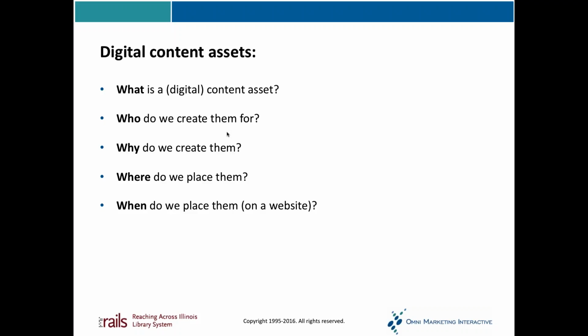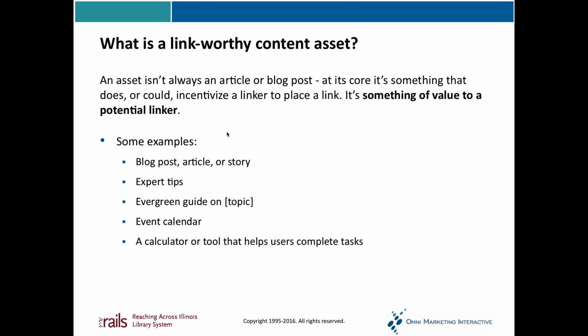We place them in our website in a place, we might just call it links and resources. Another library might call them helpful links. So we make sure they're not orphaned, we make sure they're not siloed, and we place them on the website based on the publication calendar. So a link-worthy asset isn't always an article or a blog post. It's always something of value to another human being.